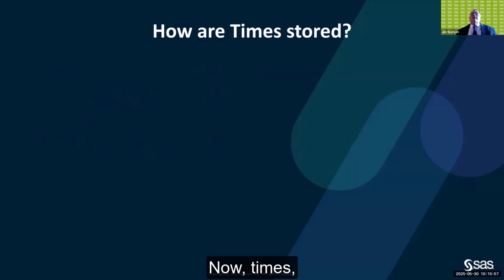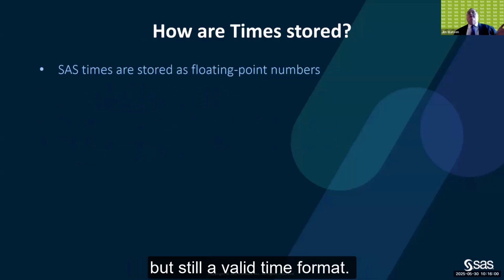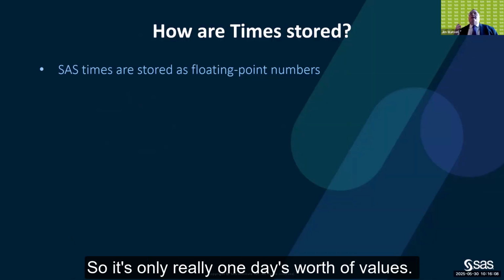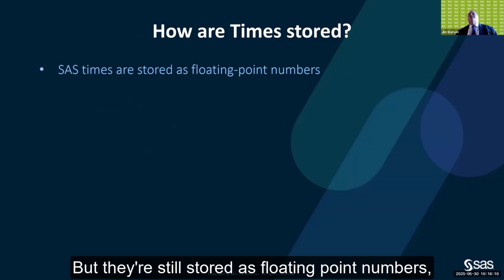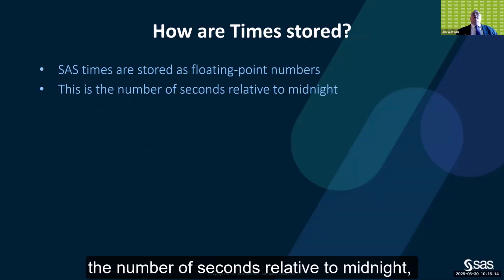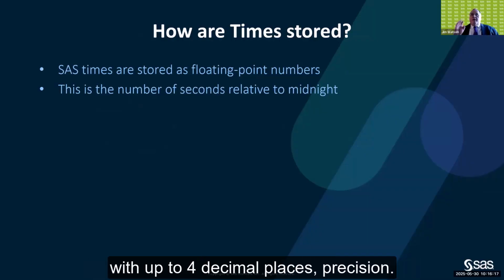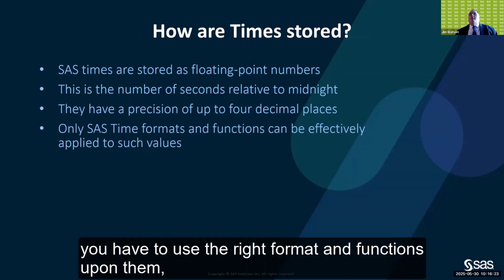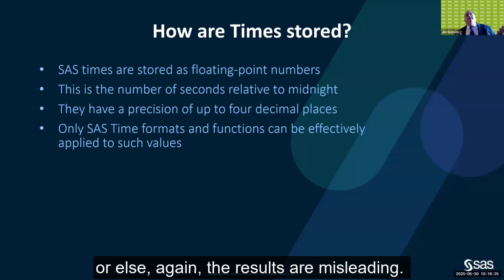Now, times, by far the least commonly used, but still a valid time format. These are just a period of elapsed time for up to a given day. So it's only really 1 day's worth of values, but they're still stored as floating point numbers, which means they have the same precision as datetimes. The number of seconds relative to midnight with up to 4 decimal places precision. And of course, just like with dates and datetimes, you have to use the right format and functions upon them, or else, again, the results are misleading.